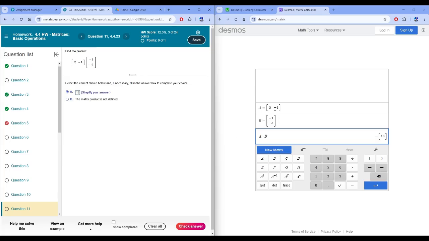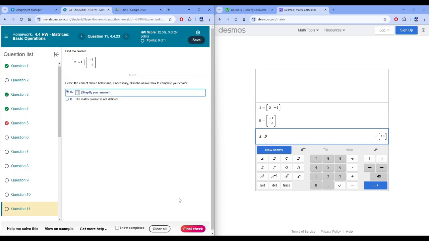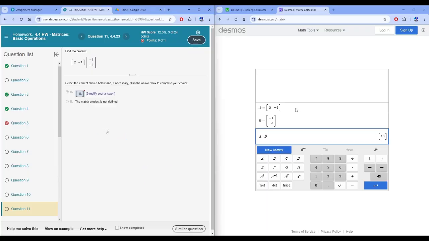What did I mess up? 2, negative 4, negative 1, negative 5. A times B. Why is it not right? Product is not defined. This is a 1 by 2 and a 2 by 1, so the answer should be a 1 by 1. Why is it not 18? Oh my goodness. It's a matrix 18. It's absolutely right. The answer is a 1 by 1. It's a matrix. Okay, I got you. That was annoying.